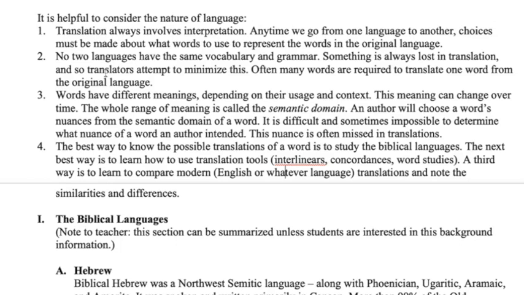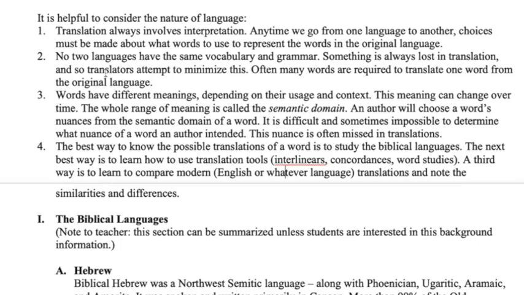You cannot always go just word for word. Sometimes you can, but many times you have to have many words in the translation to represent one or two words in the original language.